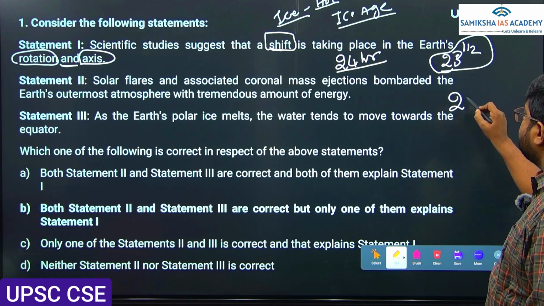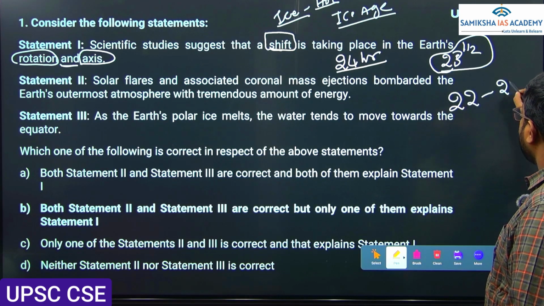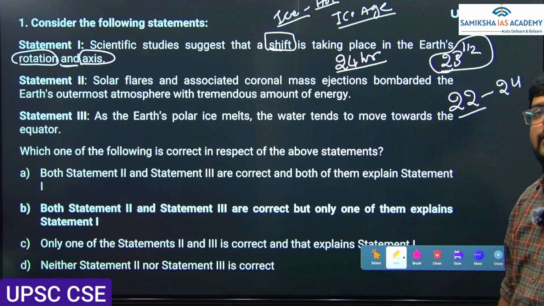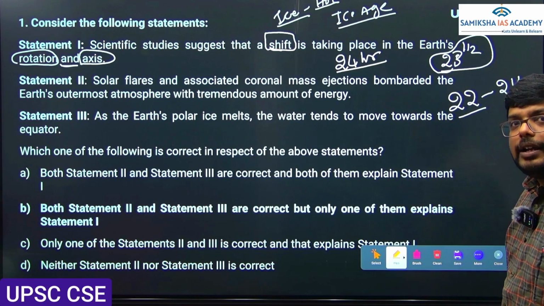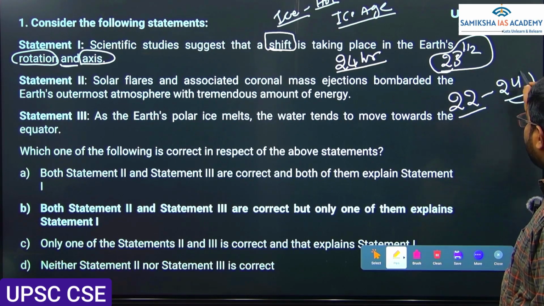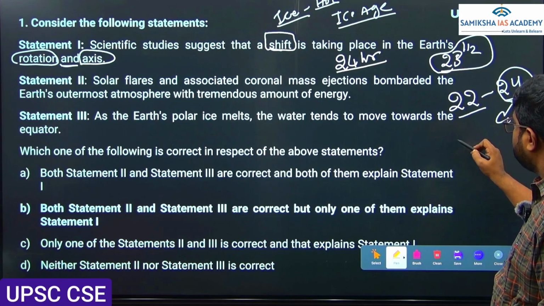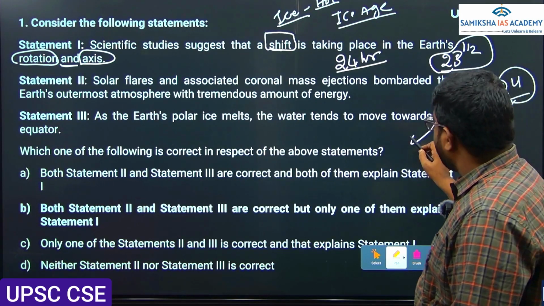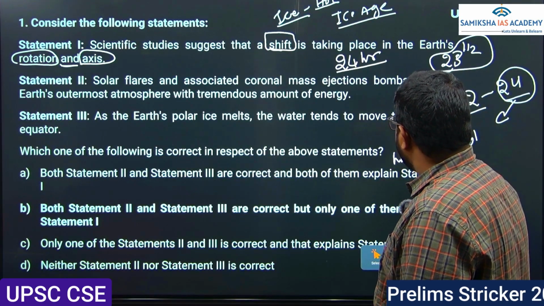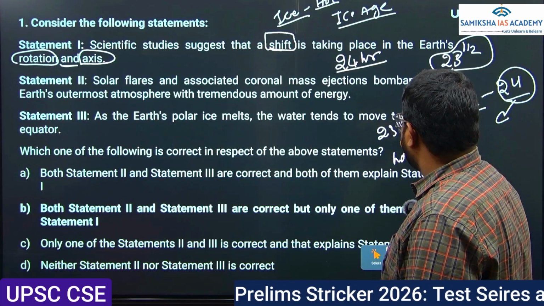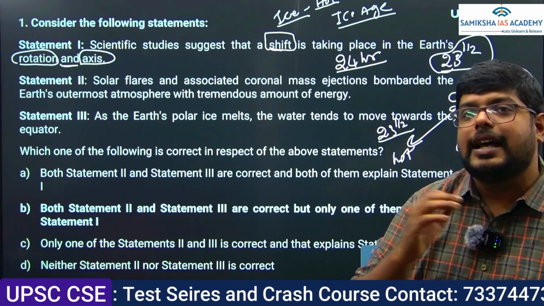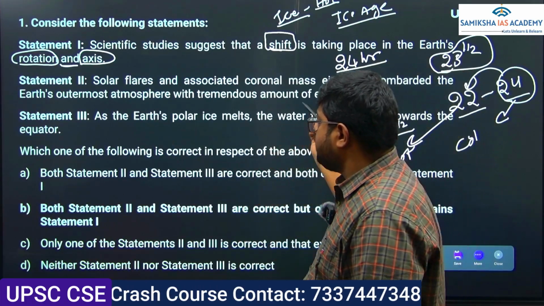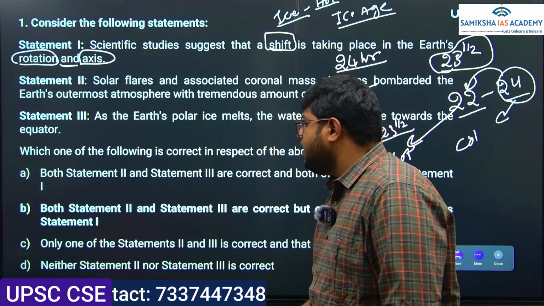Because the tilt varies from 22 to 24. Sometimes the earth will be tilted at 22 degrees, sometimes at 24 degrees. When the earth has an angle of 24, it is cold. When it has an angle of 22, it is hot. Presently we are at 23 and a half. That means we are going from 24 to 22. So the earth is having the shift. So the first statement is correct, right?